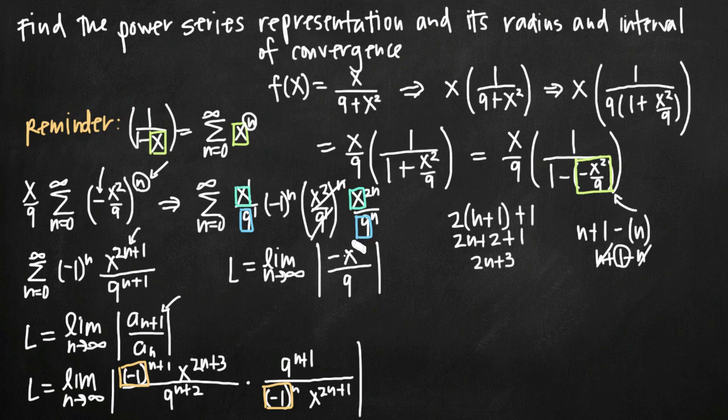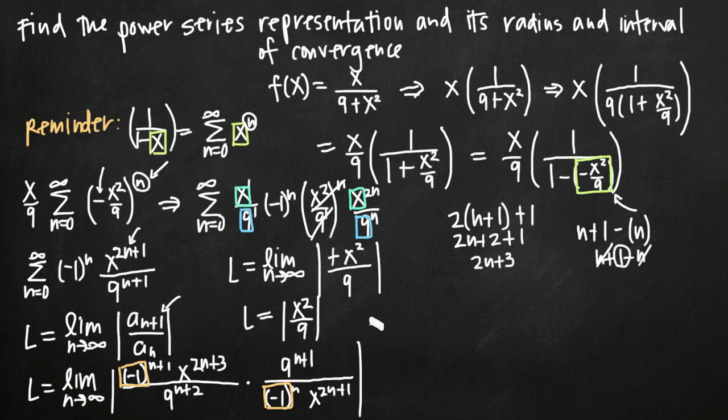It's only relevant if we have an n value left over, but we don't have any n values, we only have x values. So this limit as n goes to infinity really just goes away, and what we are left with is that L is equal to the absolute value of -x squared divided by 9. Because we have these absolute value brackets, we can cancel out this negative sign and just say the absolute value of x squared over 9.